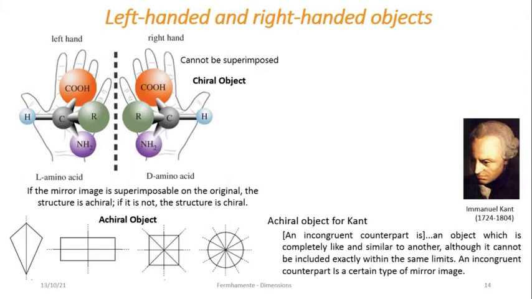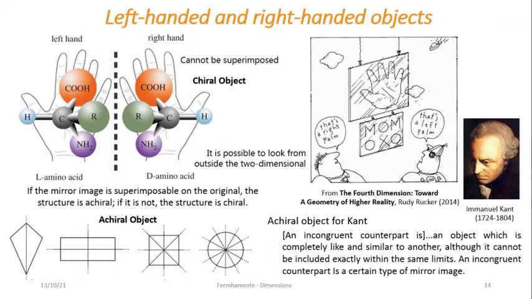Kant proposed a famous puzzle that is related to the idea of the fourth dimension. If all of space were empty except for a single human hand, would it make sense to say that the hand was specifically a right hand? As it turned out, the answer is no. The concepts of left and right are meaningless in empty space, as you can see in this picture.